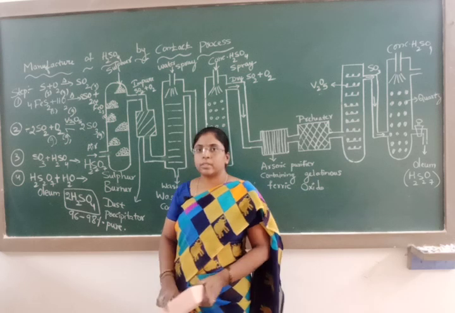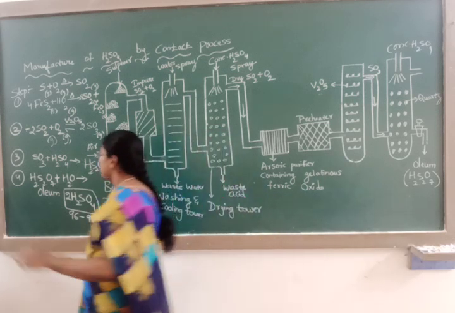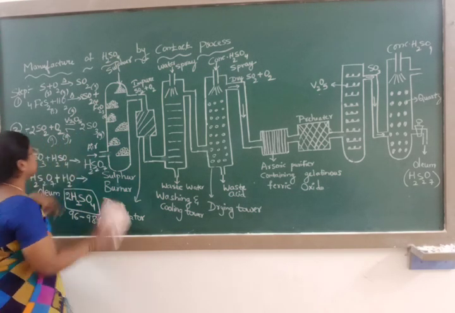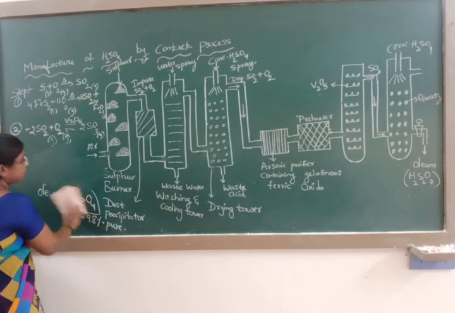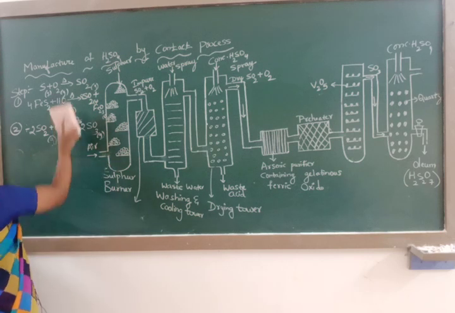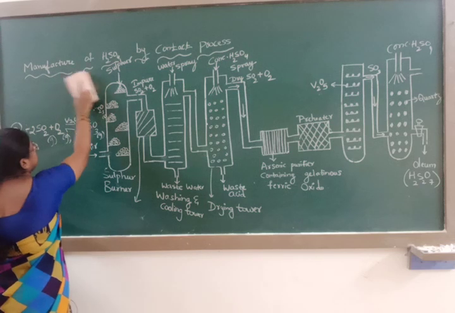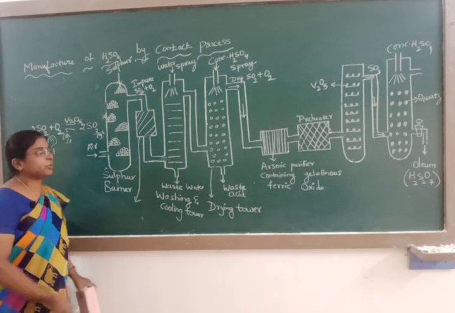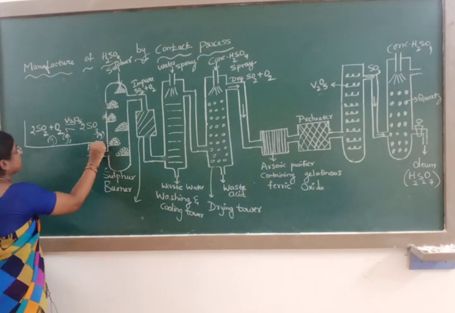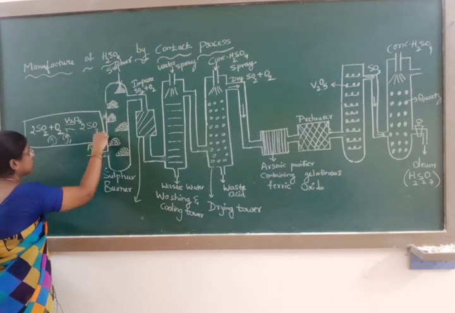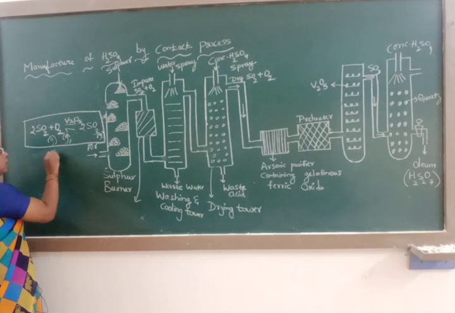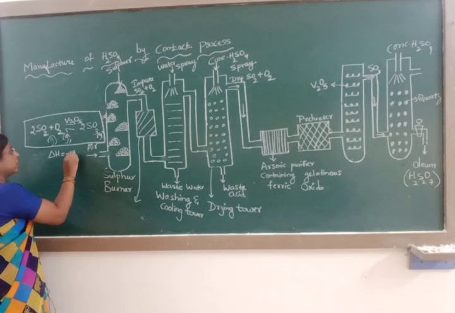If you see in these steps, the main key step is step 2, that is sulfur dioxide gets oxidized in the presence of vanadium pentoxide as a catalyst to form sulfur trioxide. This is the main step. Step 2 is the main step, also known as the key step. Here delta H, the heat liberated, is minus 196 kilojoule per mole.